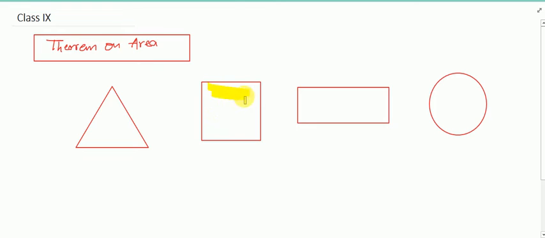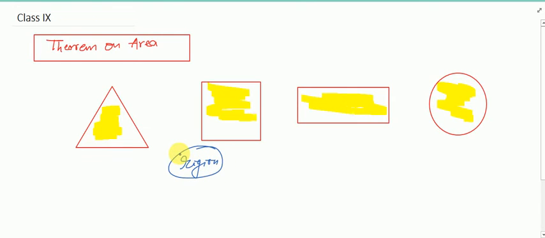Here also this portion you need to consider. Here also this whole portion you need to consider. Here also this portion, right? So this is how we know the area. That means in all the cases we are taking the region. So this is the area.